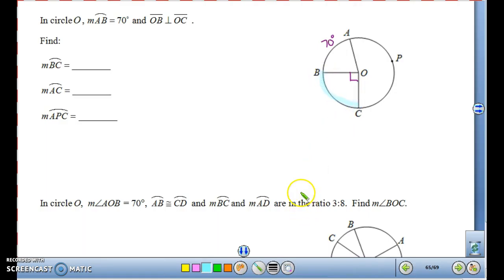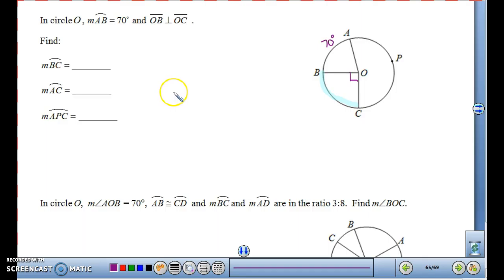Well, the measure of an arc is equal to the measure of the angle it intercepts. So it intercepts the radii of the circle that are created right here. So that is the central angle. So the measure of arc BC is going to be 90 degrees, because central angles intercept congruent arcs. So this is going to be 90 degrees out here.